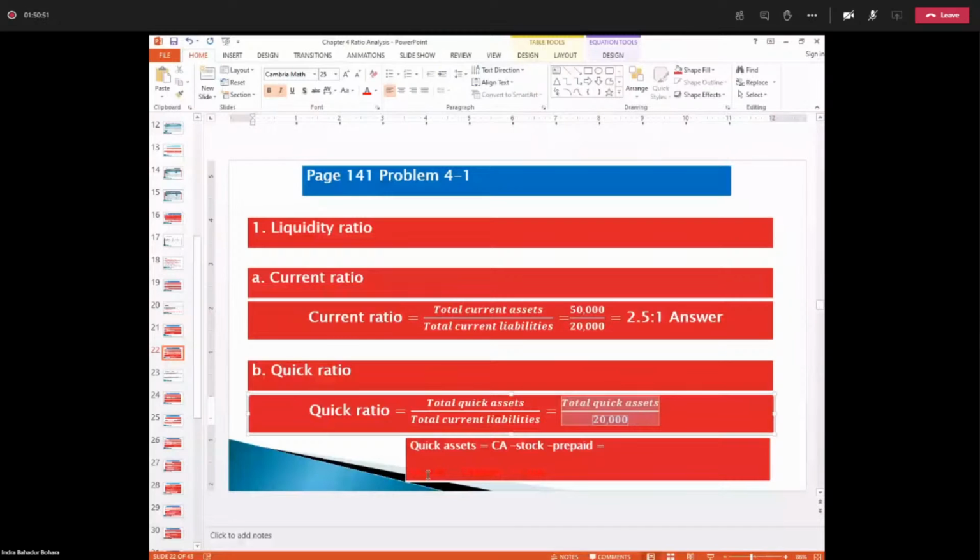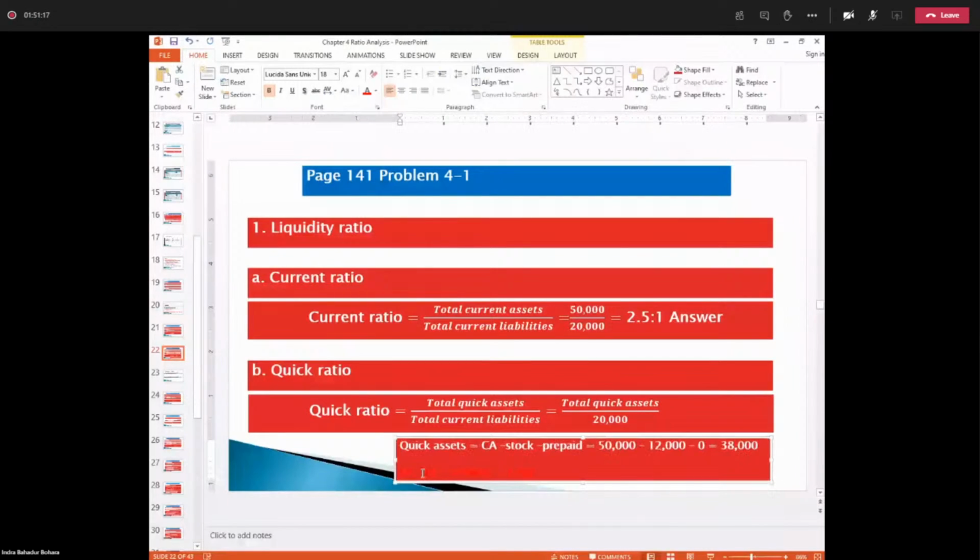Total current assets is given in the question, not calculated: 50,000 minus stock minus prepaid. Stock means inventory, given here in this question, 12,000, minus prepaid, not given, 0. So it is 38,000.